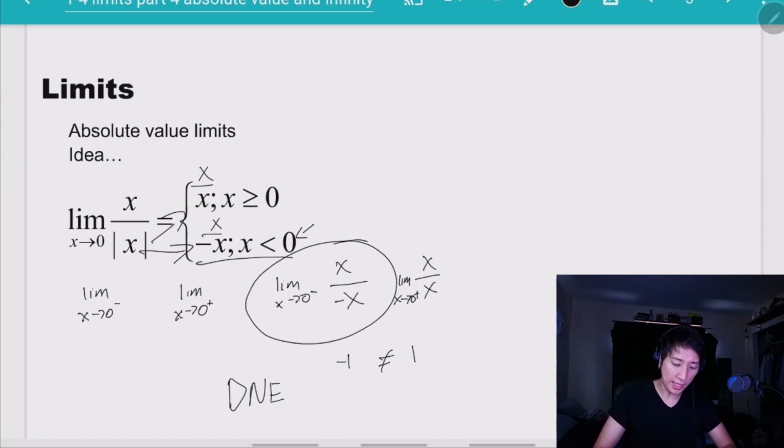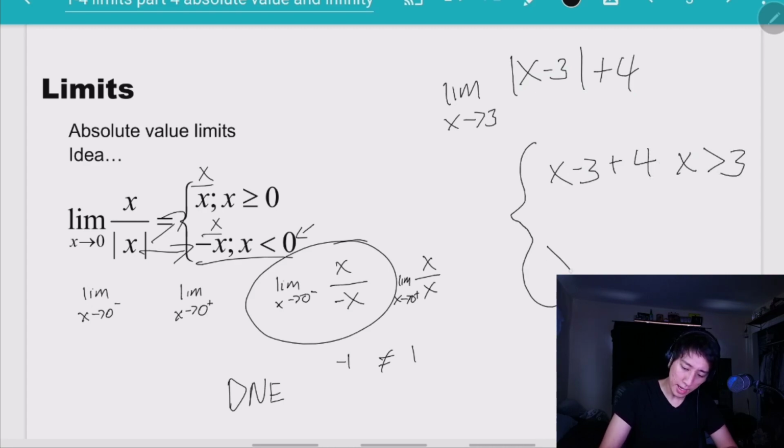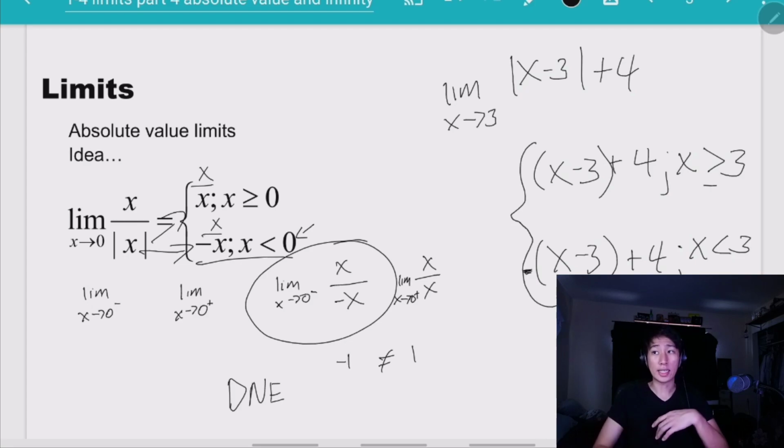So for example, if I ask you to do something like this, limit as x approaches 3 of, let's see, the absolute value of x minus 3 plus 4 or something like that, what you would do is you would split it up into x minus 3 plus 4, where x is greater than 3, and x minus 3, I'll put parentheses for clarity, negative, plus 4, where x is less than 3. So basically that's kind of how you would split it.